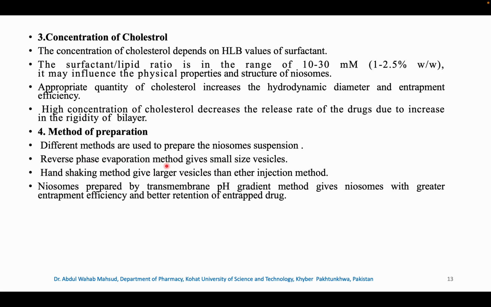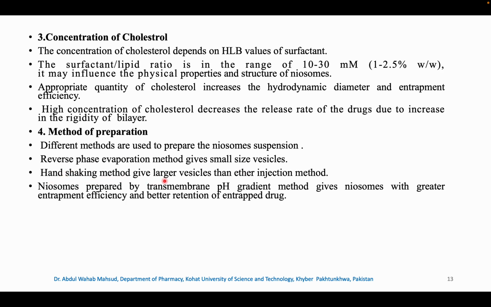Reverse phase evaporation method gives small size vesicles. We will try to discuss the different methods which are used for the preparation of niosomes. Reverse phase evaporation is also a method for the preparation of the niosome. If we are going to prepare the niosomes by means of reverse phase evaporation, the niosome size will be smaller.